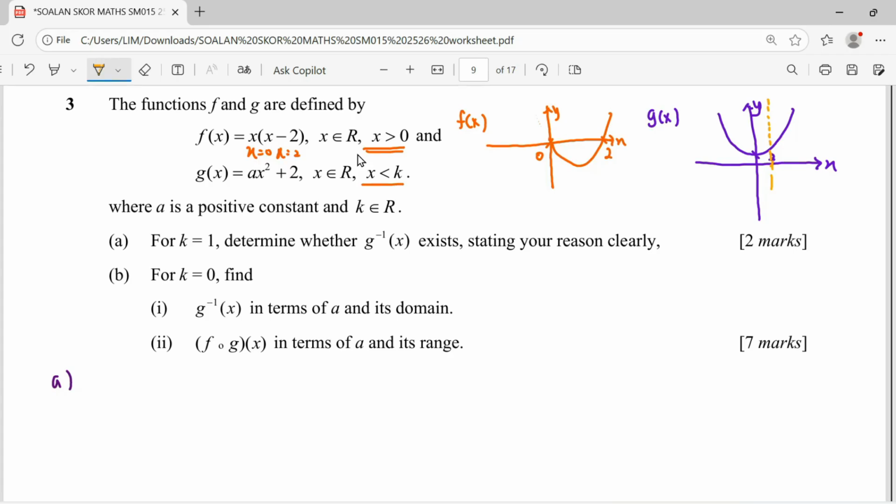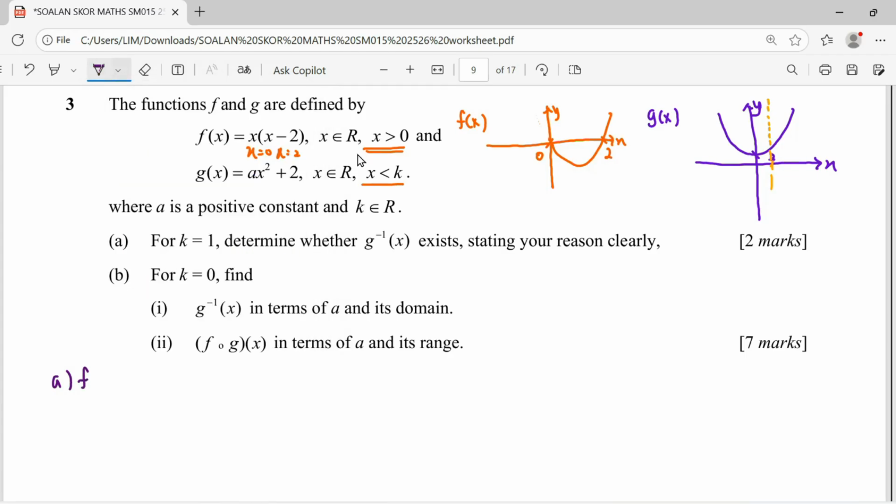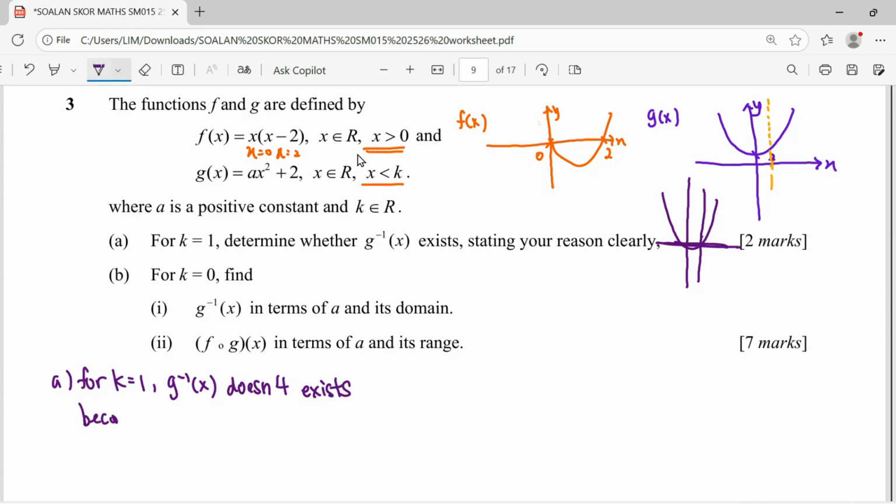Our answer will be: for k equals 1, you can see your graph here is symmetrical at 0, but when you cut it here, you still have a horizontal line cutting 2 points. So for k equals 1, g inverse does not exist because our function is not one-to-one.